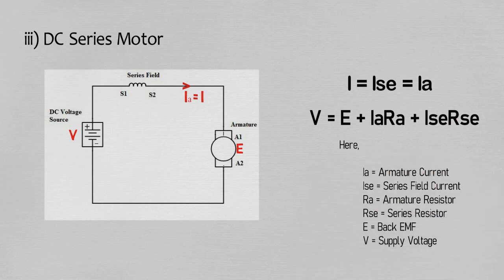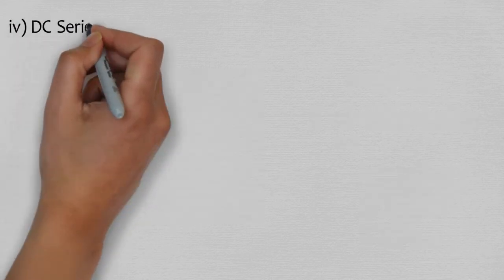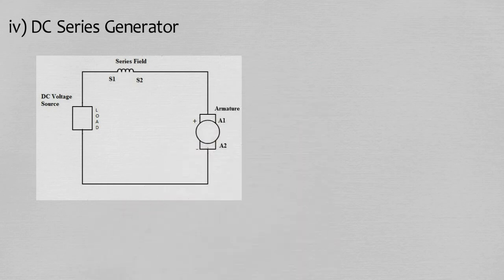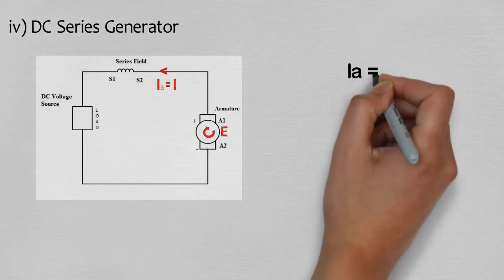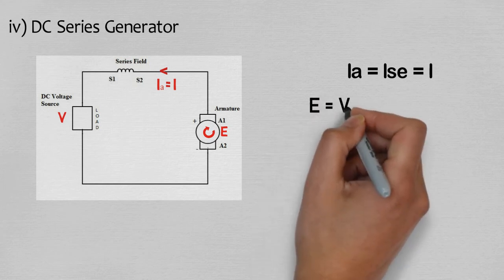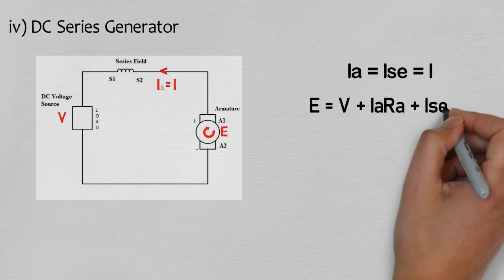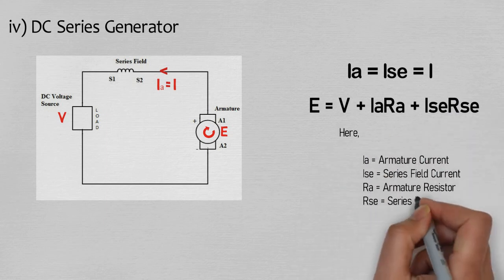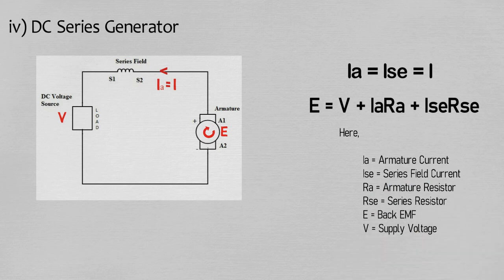Last is DC series generator. When the armature is rotated by prime mover, induced EMF E will be produced. So, armature current I will flow. As armature winding and field winding are connected in series, the same current will flow through them, and as a result, voltage V will be generated at the load terminal. So, generated EMF E is a summation of terminal voltage V, armature resistor drop and series resistor drop.